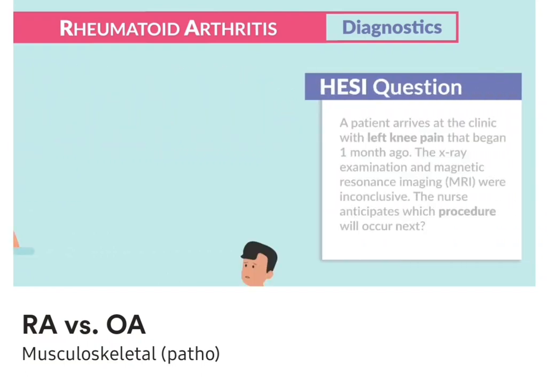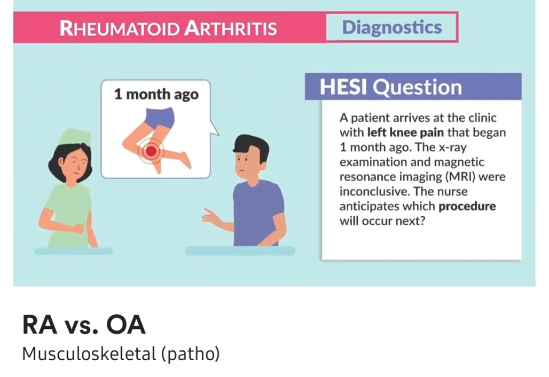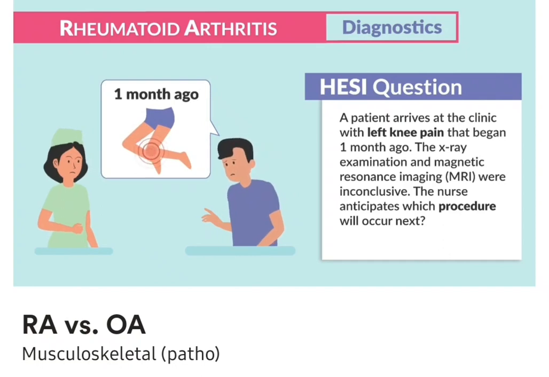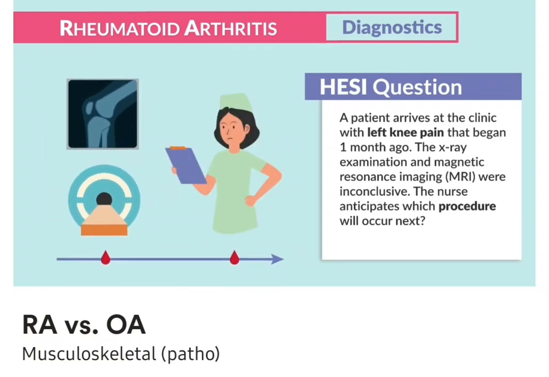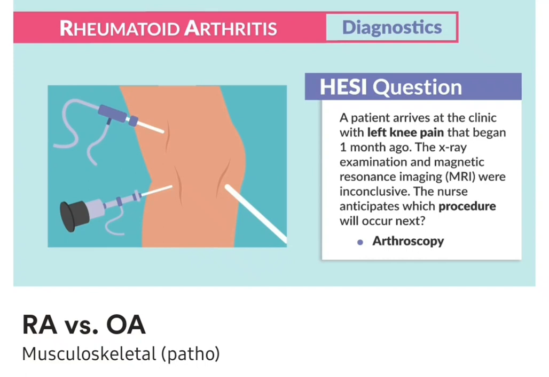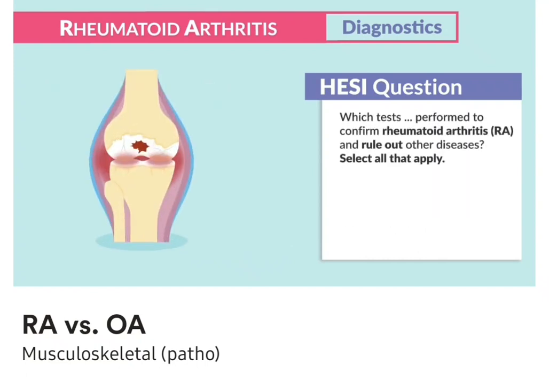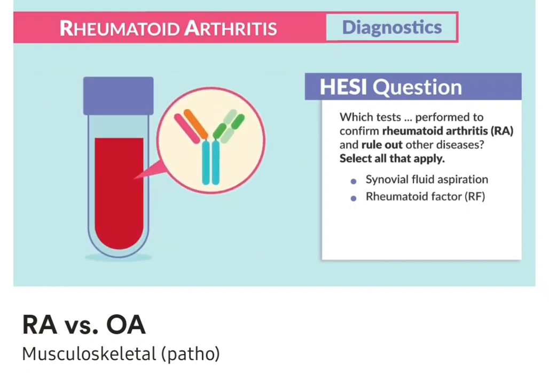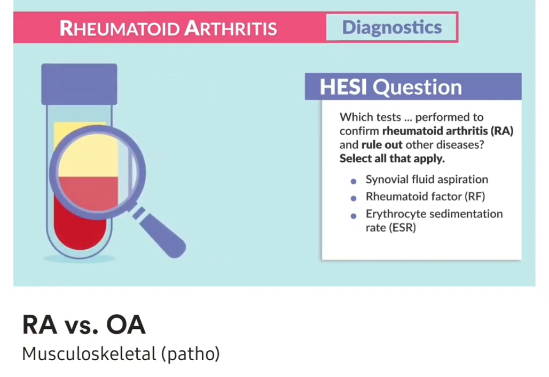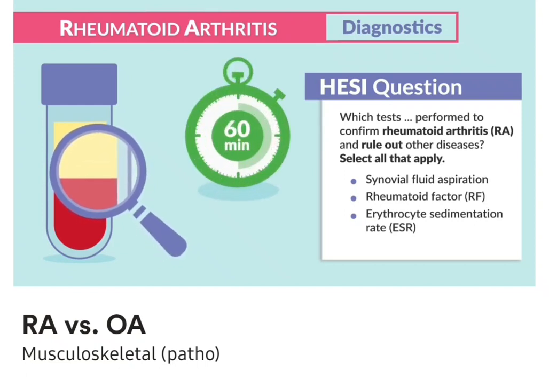So Hesi mentions, a patient arrives at the clinic with left knee pain that began 1 month ago. The X-ray examination and MRI were inconclusive. The nurse anticipates which procedure will occur next, an arthroscopy. And a second question here. Which tests are performed to confirm rheumatoid arthritis, RA, and rule out other diseases? Select all that apply. Synovial fluid aspiration, the rheumatoid factor, RF, and the ESR, erythrocyte sedimentation rate.